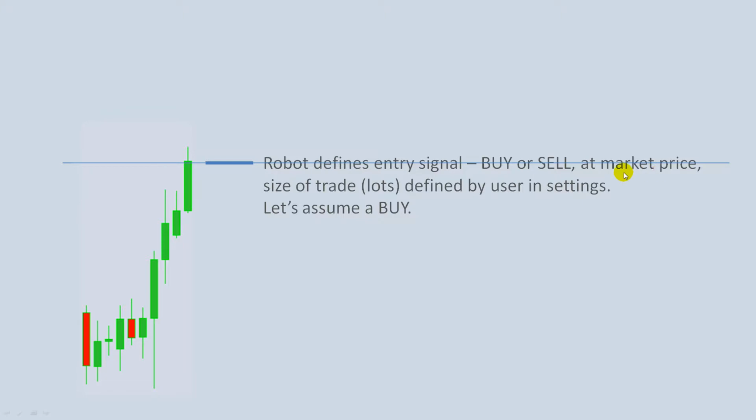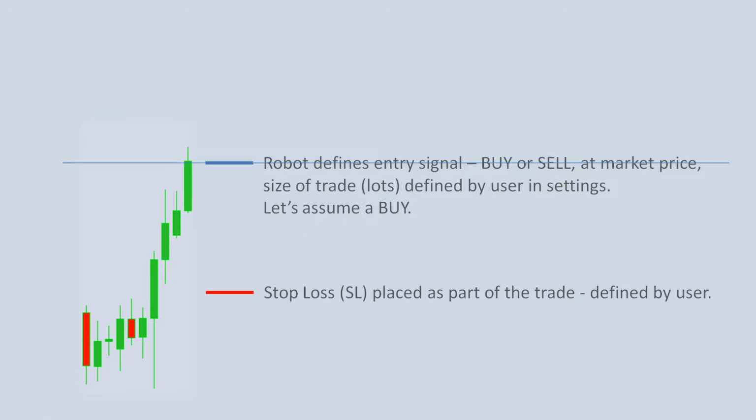The signal is at the current price, the so-called market price, and the size of the trade measured in lots is defined by the user in the settings. So that's you, or it's me if you go with the current best strategy. So for the purposes of this example, let's assume that we're looking at a buy trade, because we think this trend is going to continue in the upwards direction.